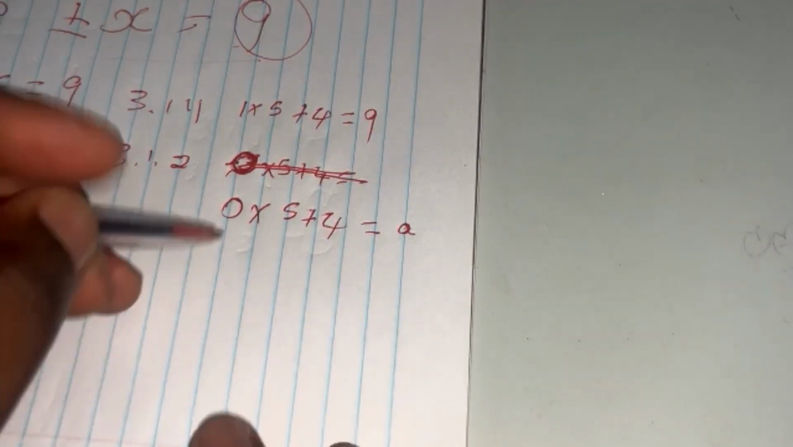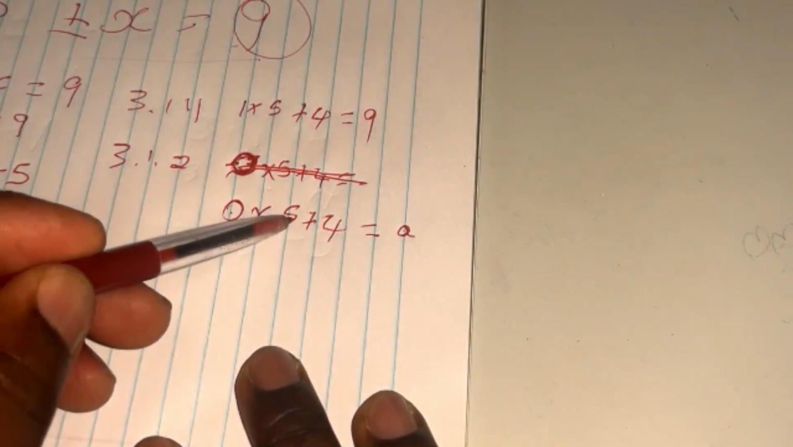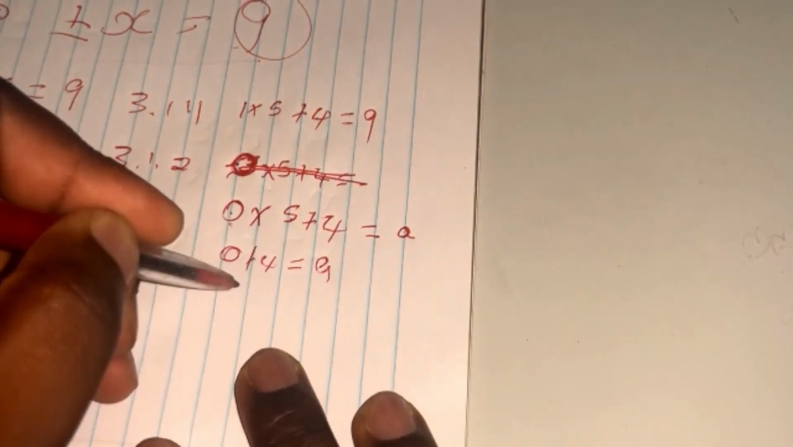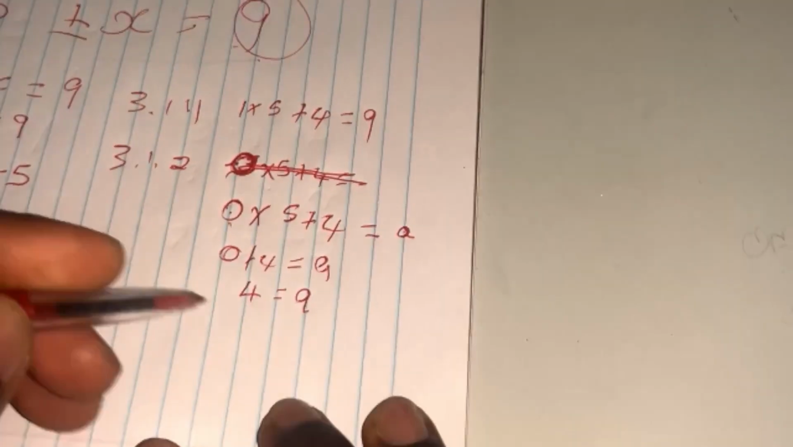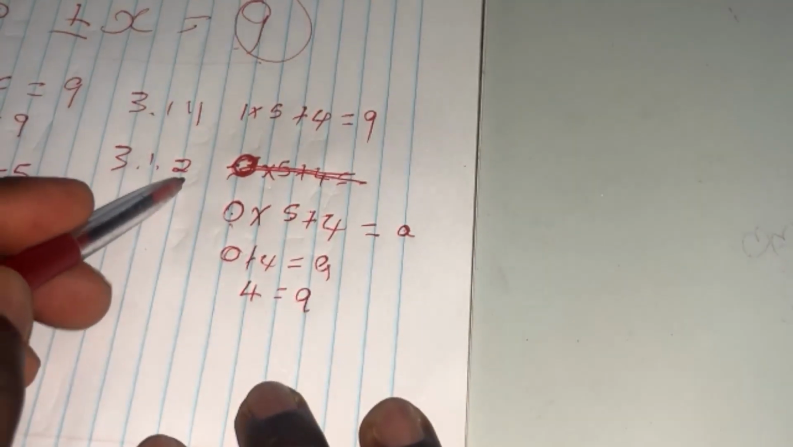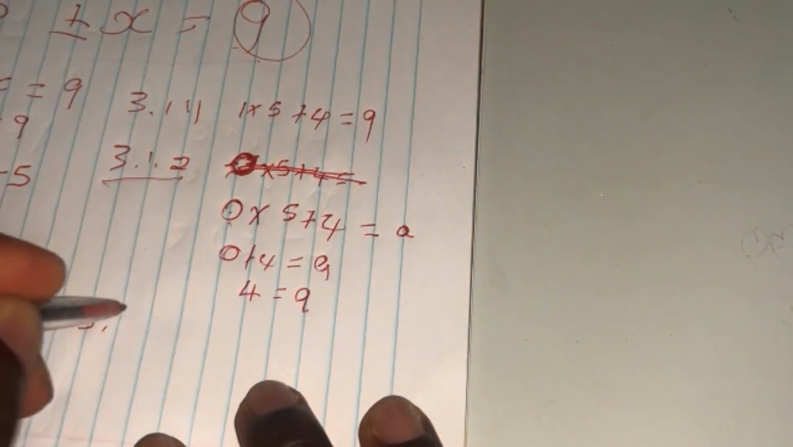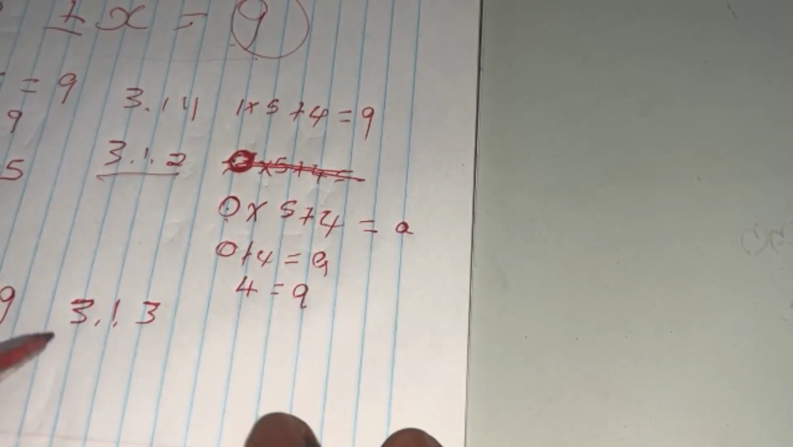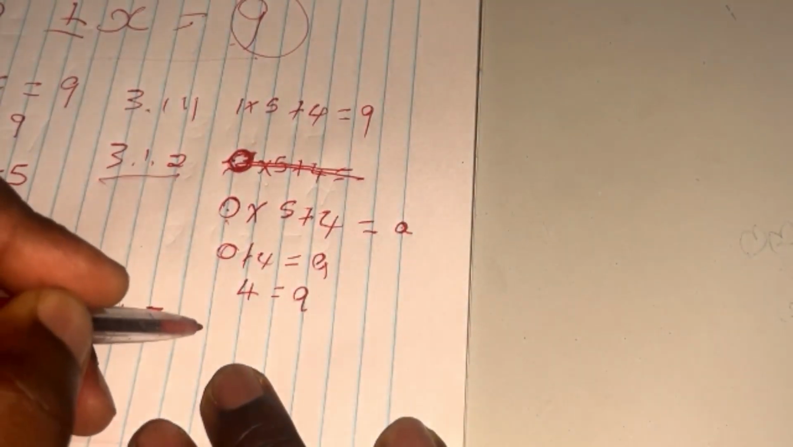So they want to know the answer. Automatically, 0 multiplied by 5, anything multiplied by 0 is 0. So we have 0 plus 4 is equal to A. Therefore, 4 is equal to A. That is the output for 3.1.2. For 3.1.3, what is the input value represented? In this format, I will just choose any letter to represent the input. Let me just say letter B.